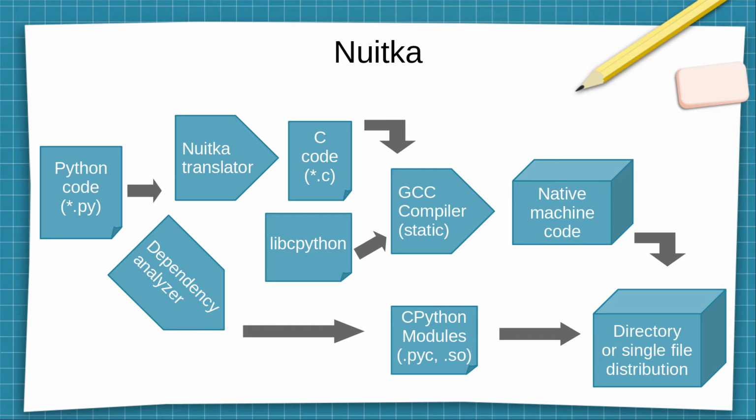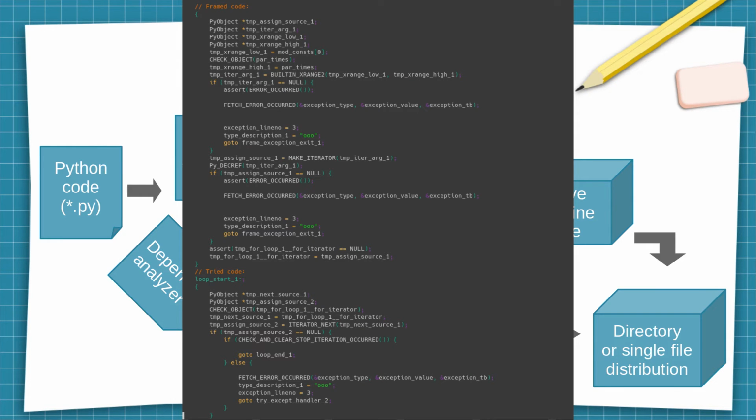Nuitka, on the other hand, is a translation tool, just like Cython. C code generated by it is, let's say, not very optimal and contains controversial solutions.